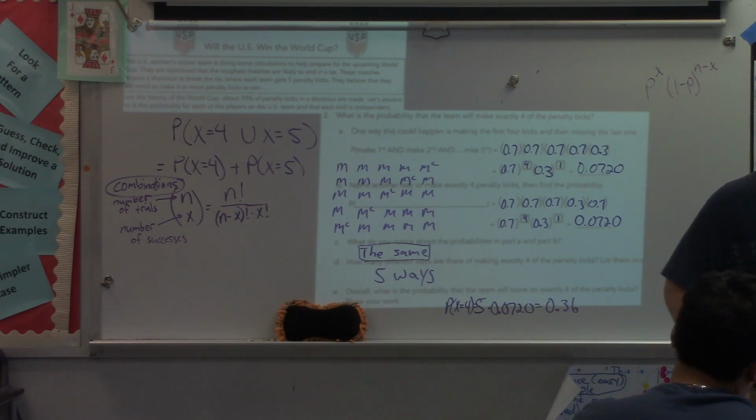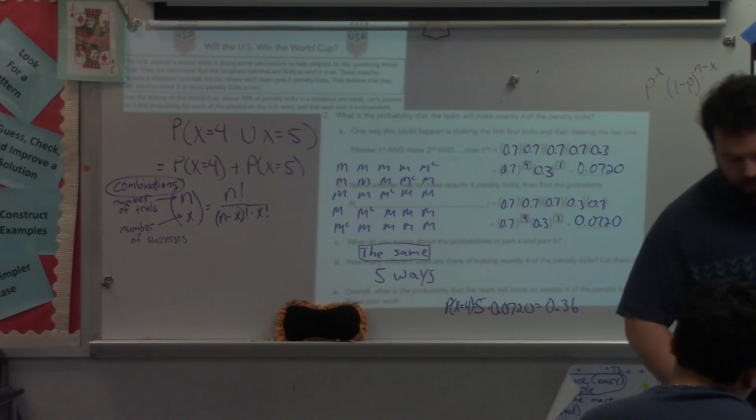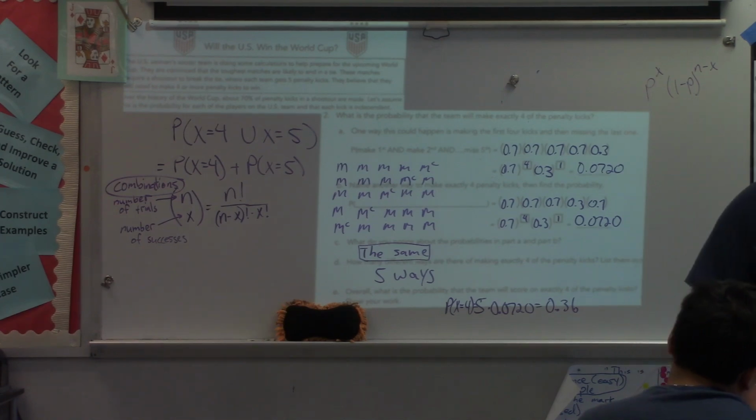Alright, you want an easier way though? Go to menu, go to probability again. This time go to distributions, number 5. If you scroll down, there's a binomial option. Go to A, binomial PDF.